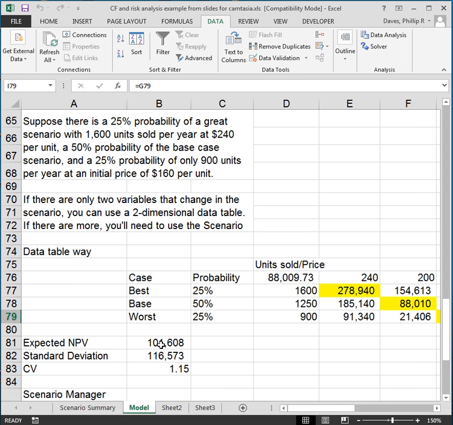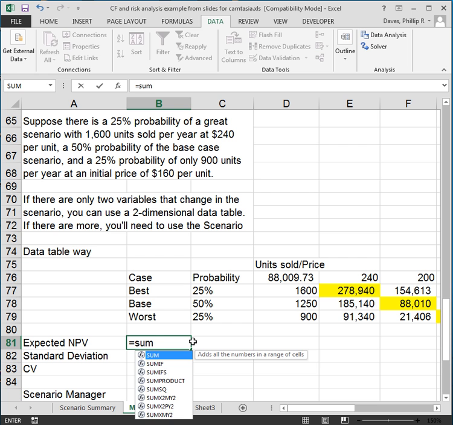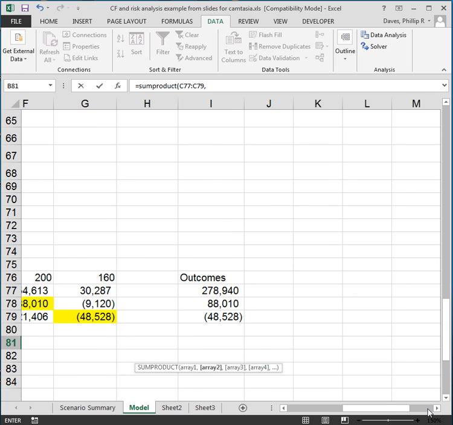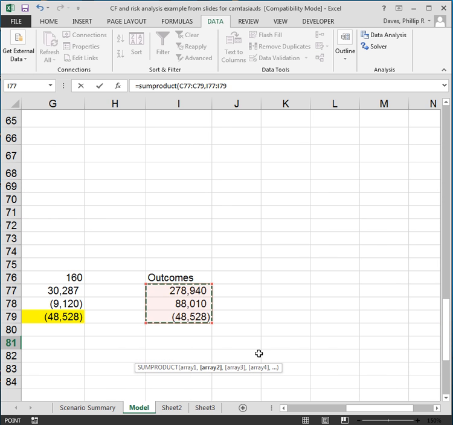Well, the easy way to do this, let me delete this. The easy way to do this is to, I'll delete these two, is to use, well, we could just do the multiplication term by term, but the easiest way is to use the Excel function sum product, which takes one array, in this case all of those probabilities, and then multiplies it pairwise. All right, so C77 up to C79 by another array. In this case, it's those outcomes.